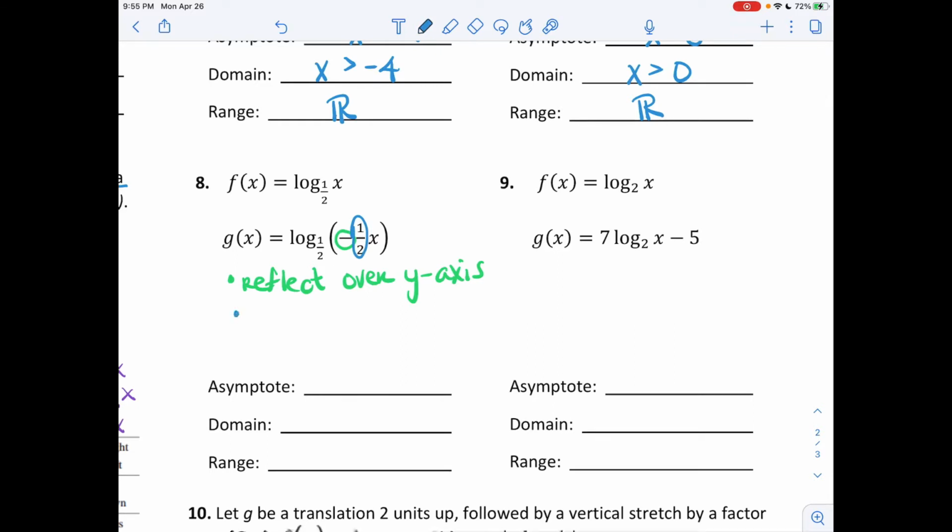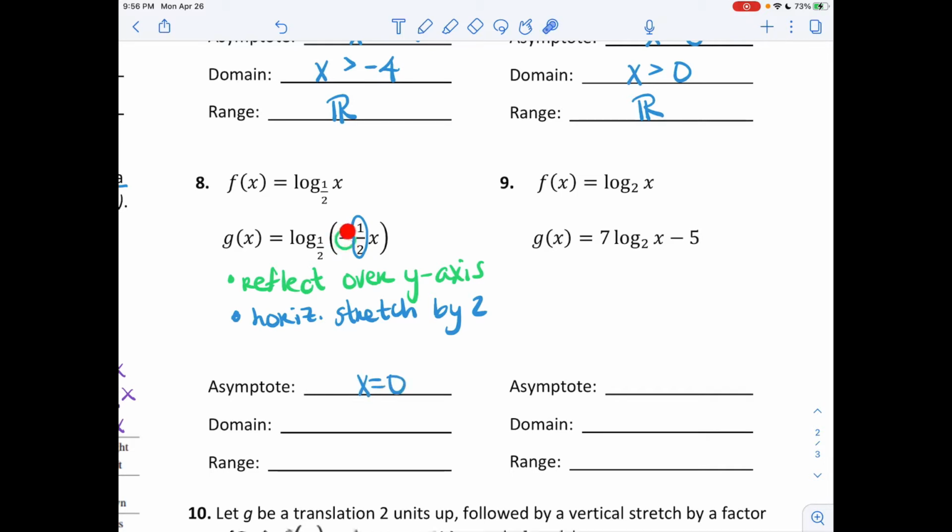So I need to state it as a horizontal stretch by 2. Remember that those are the kind of funny ones. We have to think opposite, and in this case, the opposite of multiplying by 1/2 is multiplying by 2. All right, so we have not moved our function left or right, and so my asymptote is still going to be at x equals 0.